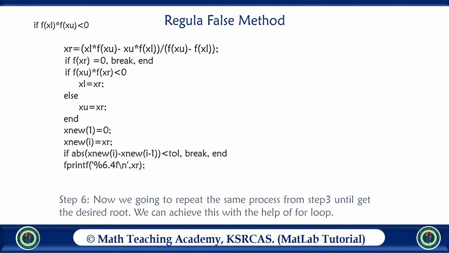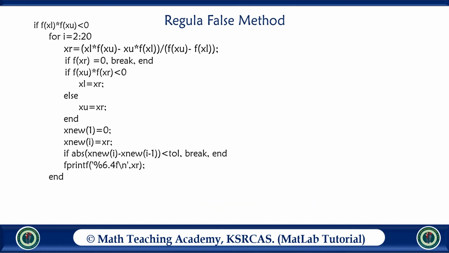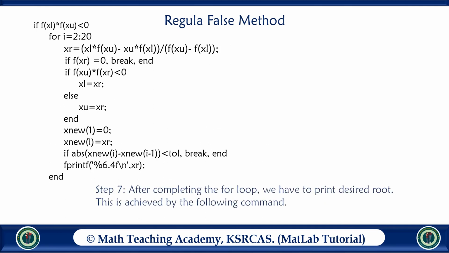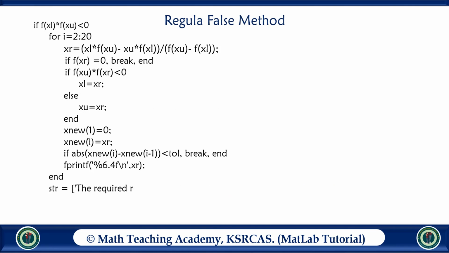Now we are going to repeat the same process from step 3 until we get the desired root. We can achieve this with the help of a for loop. So this group of statements is inserted in between this for loop. After completing the for loop, we have to print the desired root. This is achieved by the following command: str is equal to the required root of the equation is num2str of XOR.